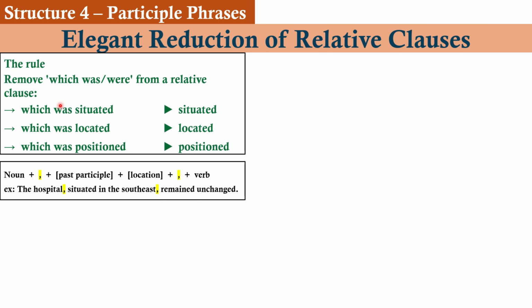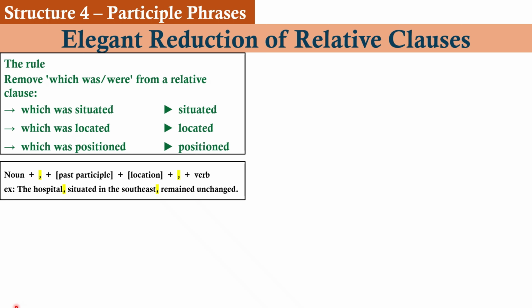For example, which was situated becomes situated. Which was located becomes located. And which was positioned becomes positioned. Participle phrases usually appear between commas and are particularly useful for adding location information in a compact way.